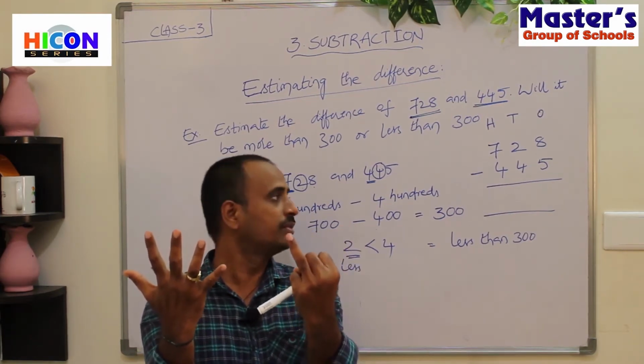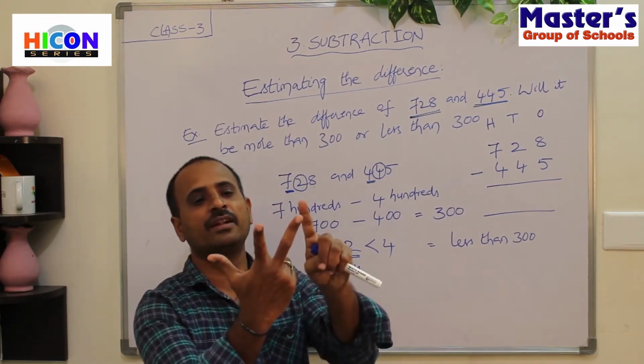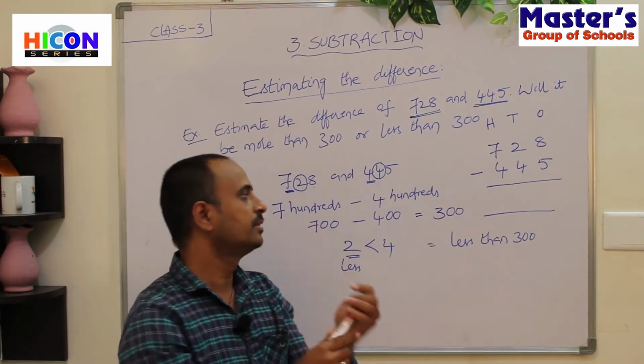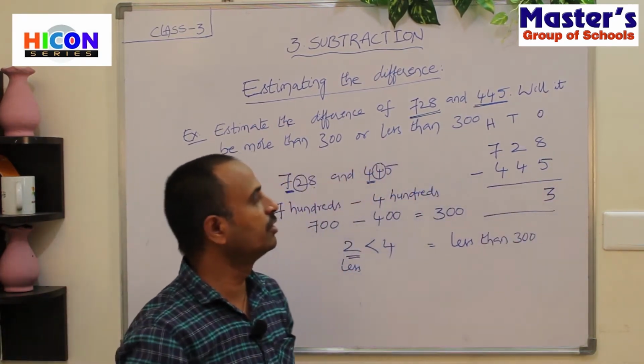1, 2, 3, 4, 5. So children, how many fingers are there remaining? There are remaining 1, 2, 3. So there are 3 fingers remaining. So write here. Next go to tens place.